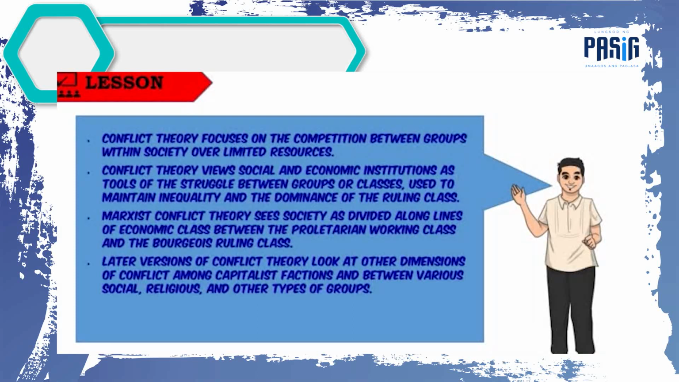Marxist conflict theory sees society as divided along lines of economic class between the proletarian working class and the bourgeois ruling class. Later versions of conflict theory look at other dimensions of conflict among capitalist factions and between various social, religious, and other types of groups.